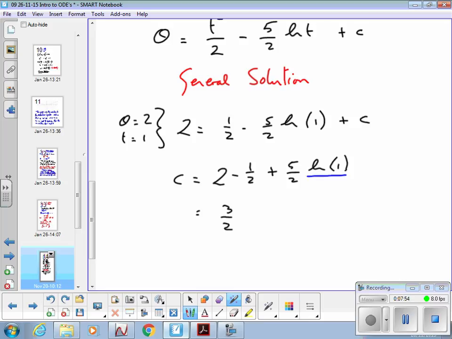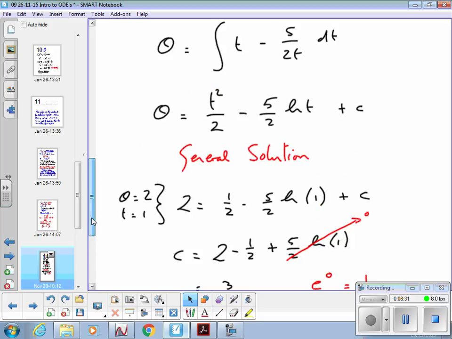Thinking about the logarithm. What does the logarithm mean? The natural logarithm means what power do I have to raise e to get 1? Answer 0. Everything to the power 0 is 1. So in fact this is 0. So actually it's just 2 take away a half, which is 1.5 or 3 over 2. Okay? But of course you get that anyway if you do it on the calculator.